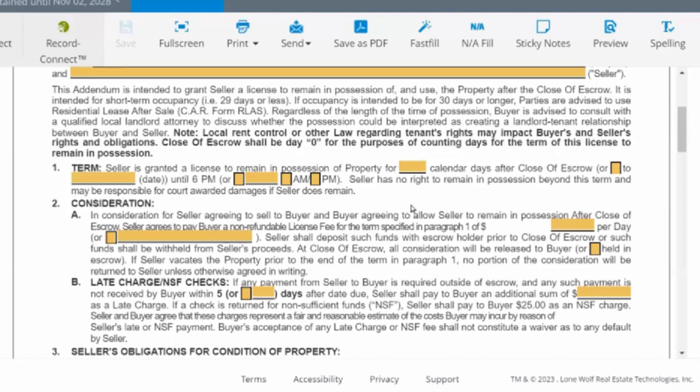But let's say the seller gets to stay for 3 days, right? So close of escrow, the day that escrow closes, is considered day 0. And then the next day is day 1, and then day 2, and then day 3. Some people think that the day escrow closes would be day 1, and it's not. When you're in a transaction, you want to make sure that both parties have an understanding of what the move out date is when we close. And you would communicate that through the other agent. And it says it right here, right above terms: Close of escrow shall be day 0 for purposes of counting days.